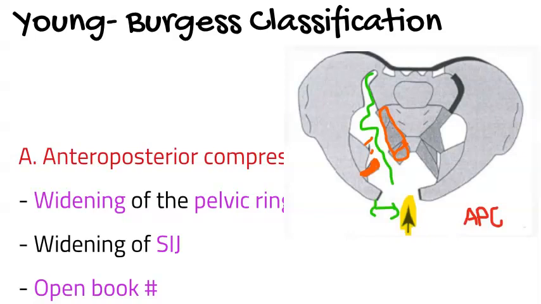So anterior and posterior. Anteriorly, you can see there's a widening of the symphysis pubis and destruction of the ligaments that bring stability to the pelvis, and then the sacroiliac joint is also opened up, but the posterior sacroiliac joint is still spared.